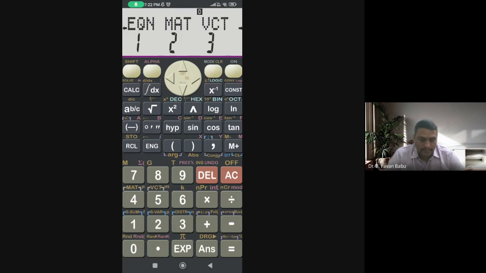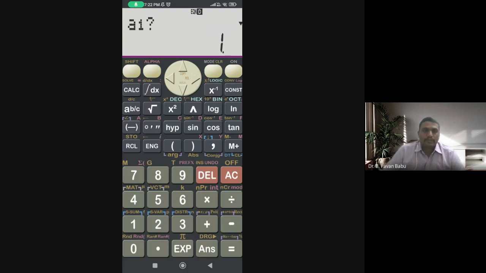So there you can see equation, mat, VCT. So let us go for 1 equation. Next there you can see unknowns 2 and 3. Since our unknowns are 2, that is X and Y. So we need to find out the currents I1 and I2. Then click on 2.